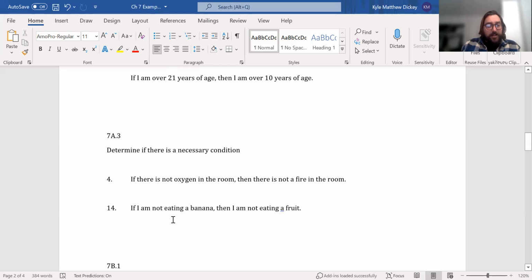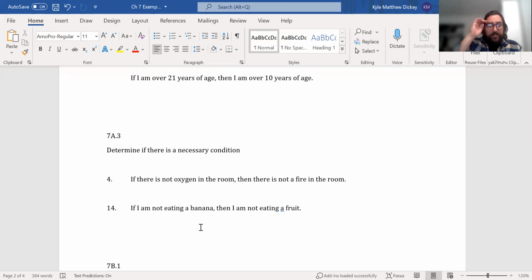All right, what about this one? If I am not eating a banana, then I am not eating a fruit. Is this necessary? Is it necessary that you not eat bananas in order to not eat fruit? Well, again, no, right? Just because you're not eating a banana doesn't mean you're not eating fruit, right? You could be not eating an apple and thereby not eating fruit.